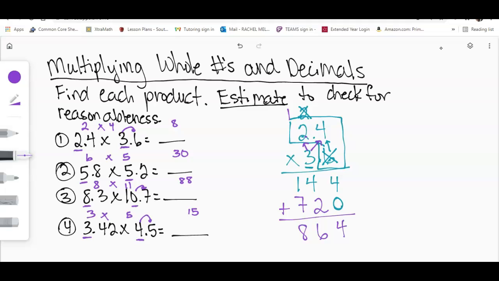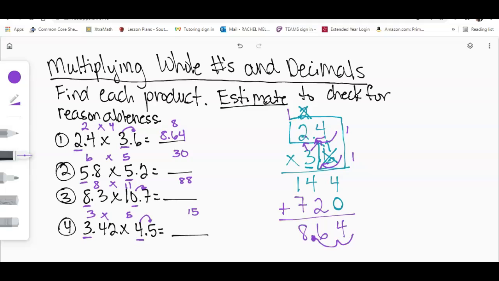Now, the last step is to count over my decimals. So in this factor, my decimal is over 1 place. And in this factor, my decimal is over 1 place. Well, 1 plus 1 is 2. So I start on the right and I go over 2 places. So I'm saying that this answer is 8 64/100.